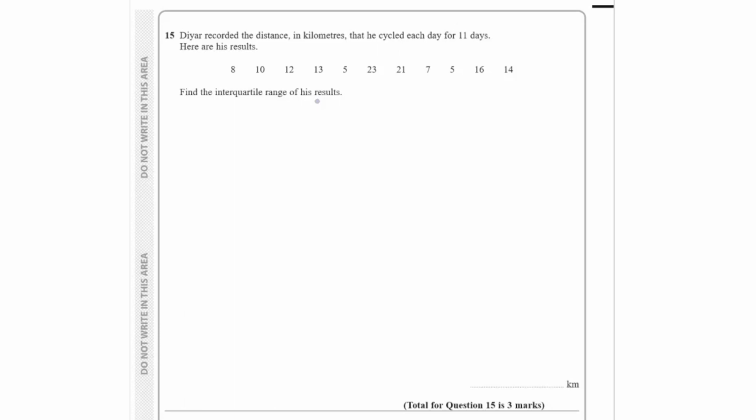The R recorded the distance in kilometers that he cycled each day for 11 days. Here are his results. Find interquartile range of his results. When dealing with interquartile range, we always arrange them in ascending order, meaning smallest to largest. So let's do that. First, we have 5, 5, 7, 8, 10, 12, 13, 14, 16, 21, and 23.